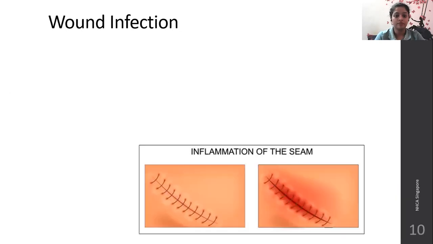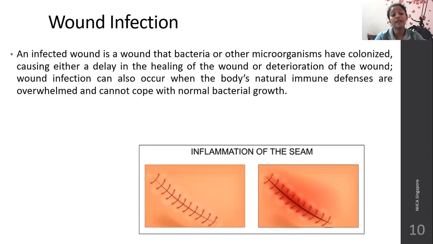So wound infection. An infected wound is a wound that bacteria or other microorganisms have colonized, causing either a delay in the healing of the wound or deterioration of the wound. Okay, wound infection can also occur when the body's natural immune defenses are overwhelmed and it cannot cope with the normal bacterial growth. So this is the meaning of wound infection.